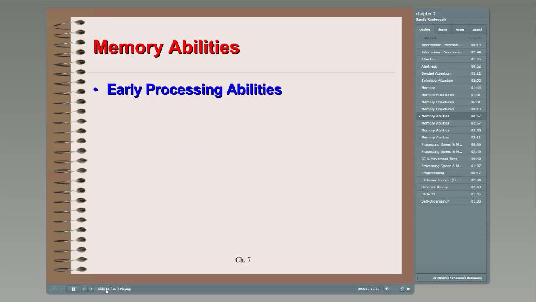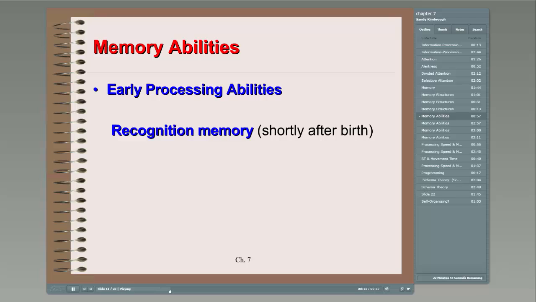We do have, children have memory when they're born. They have early processing abilities, obviously. They have recognition memory shortly after birth. We know this because they show a decreased reaction to a stimulus that they've seen before. That's how we test it. It's called habituation. If they get habituated to something, if they've seen it before and they recognize it, then their reaction is not as great the next time they see it, and the next time they see it, and the next time they see it.